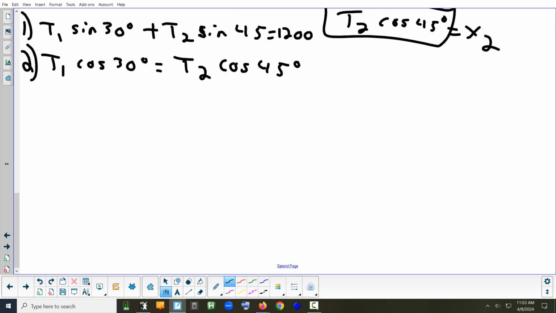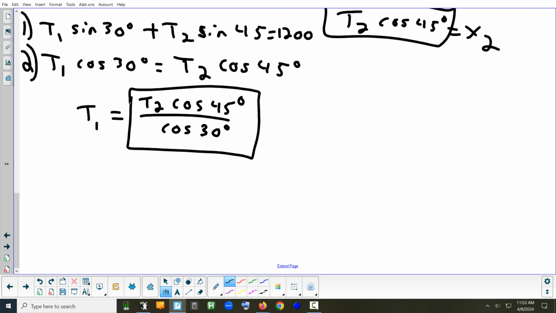Okay, so based on that, what would T1 equal? Whole term on the right divided by cosine 30. So T2 cosine 45 divided by cosine 30. I thought you had to do the inverse cosine to do that. No, we're not solving for an argument. We're rearranging because we don't have any variables in the argument.